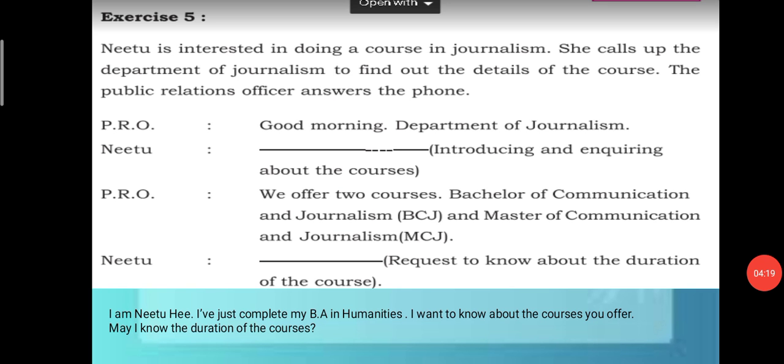So let us look at the conversation between the PRO, that is Public Relations Officer, and Neetu. PRO: "Good morning, Department of Journalism." Neetu is introducing herself and inquiring about the courses. So she can say good morning since greeting is done. Then, "I am Neetu." She has to introduce herself and inquire about the courses. "I have just completed my BA in Humanities. I want to know about the courses you offer."